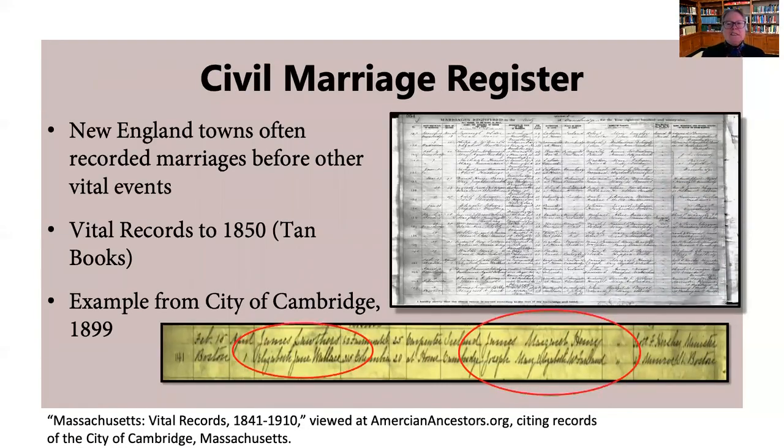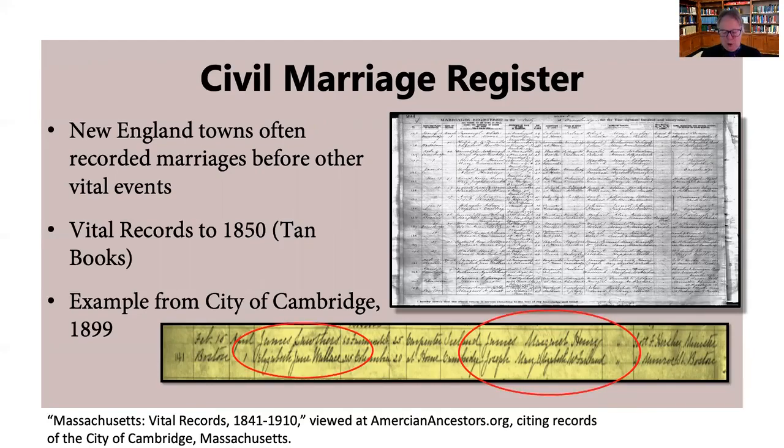Here we have an example of a civil marriage register that records the marriage that has taken place. New England towns often recorded marriages before other vital events. These records can be found in American Ancestors in the Tan books or at FamilySearch. This is from the city of Cambridge, Massachusetts in 1899 and shows the marriage of my great-grandfather, James Lathers, to Elizabeth Jane Wallace on the 15th of February in 1899. And when I saw this, I was thrilled because my own wedding day is 15th of February.